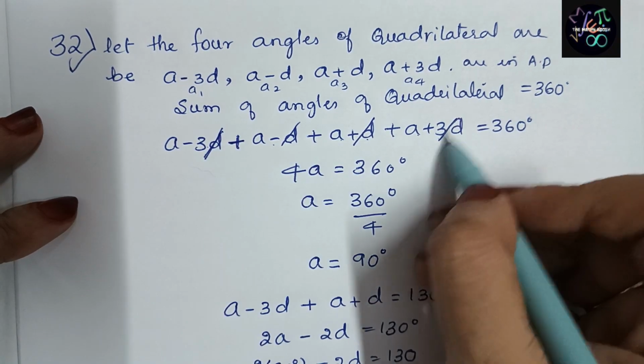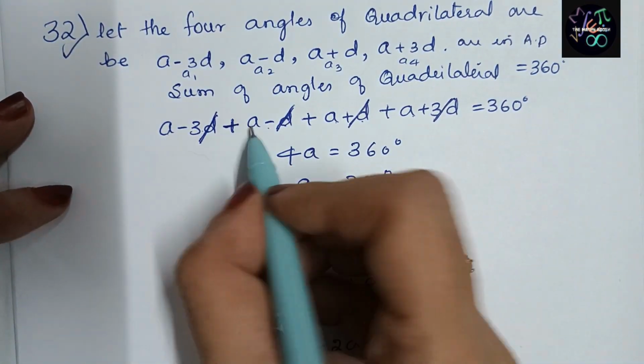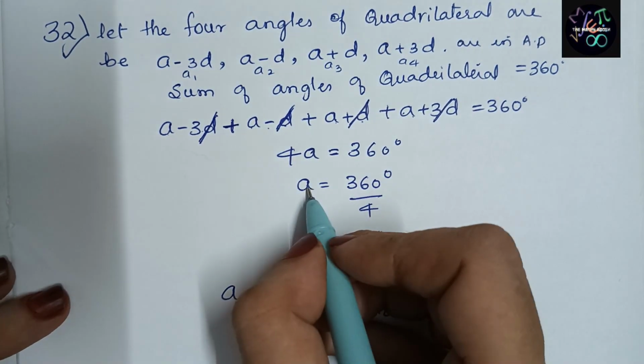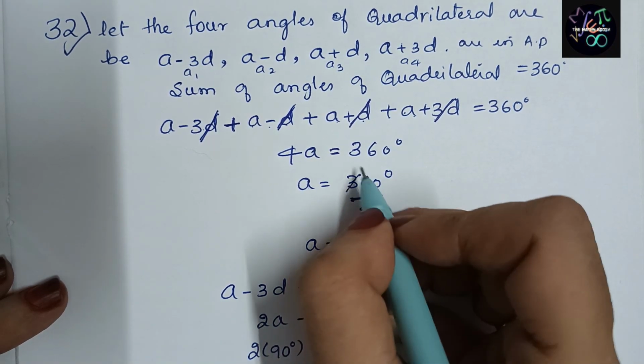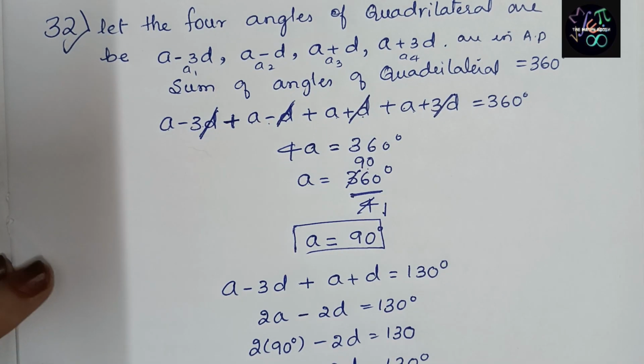Minus 3d plus 3d got cancelled, minus d plus d. So a plus a plus a plus a is 4a, which is equal to 360 degrees. a is equal to 360 by 4. 4 ones are 4, 4 nines are 36, 0 as it is. So the a value is 90 degrees.